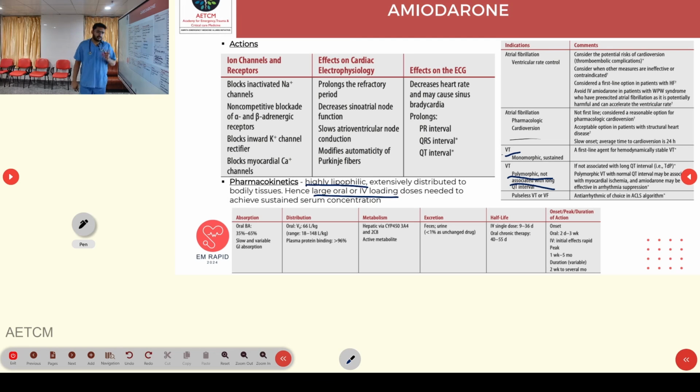And the onset of action of oral dosing is around 2 days to 3 weeks, whereas with IV, its initial effects are rapid, and it peaks within 1 week to 5 months, and the duration is variable, from 2 weeks to several months it can last.